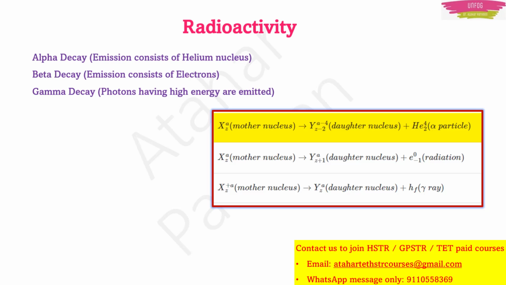And the speciality of this alpha decay is that the daughter nucleus came out, right? The daughter nucleus atomic number will be reduced by 2 and mass number will be reduced by 4.